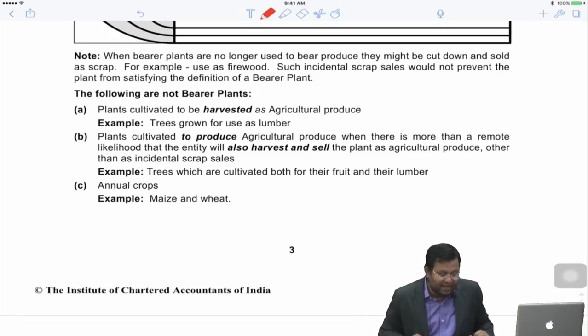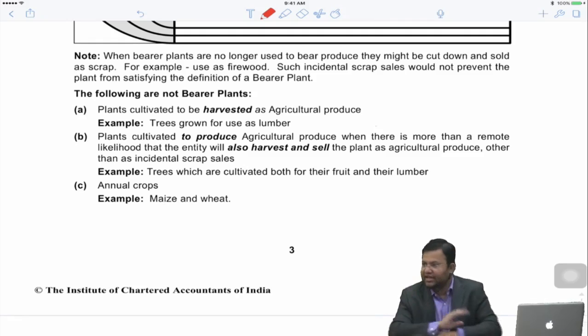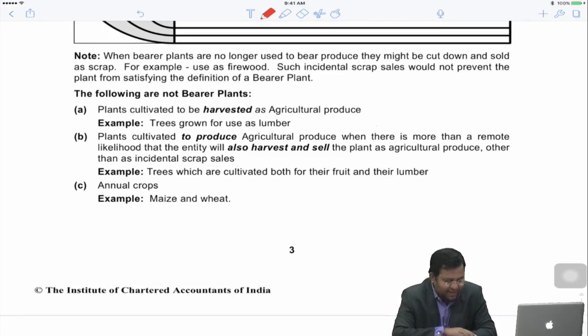Plants cultivated to produce agriculture produce when there is more than remote likelihood that the entity will also harvest and sell the plant as agricultural produce. For example, trees which are cultivated both for their fruit as well as their lumber. मतलब हम चलो ट्री है हमारे पास, बट जैसे ही ट्री को कुछ फ्रूट आएगा हम फ्रूट भी निकाल लेंगे और ट्री भी कट करके हम उसको यूज करेंगे फॉर पर्पज ऑफ फर्नीचर और प्लाईवुड. Then that is not treated as an bearer plant. Annual crops like maize and wheat are not treated as what? Bearer plant.